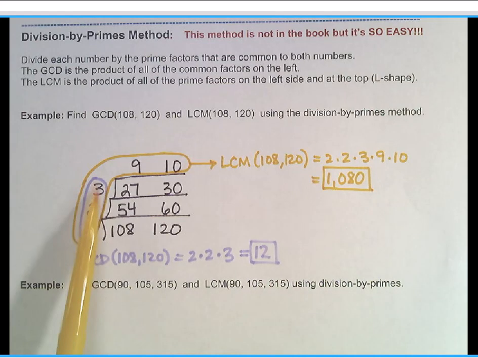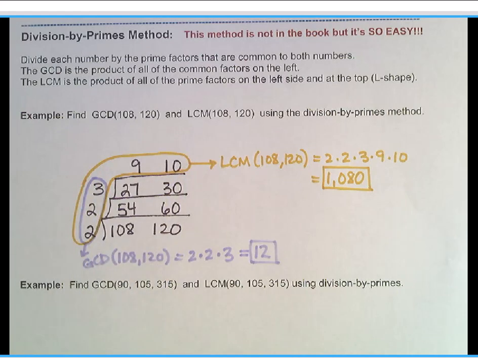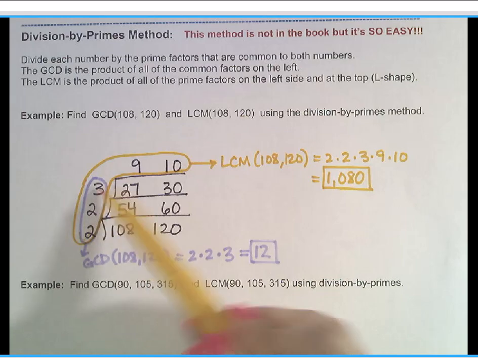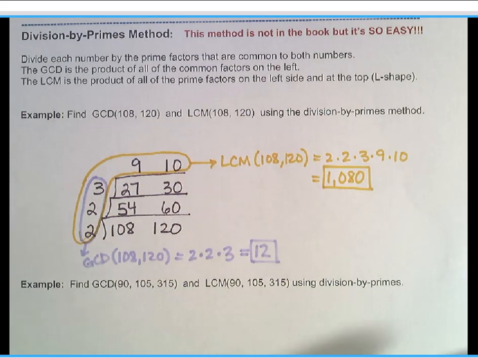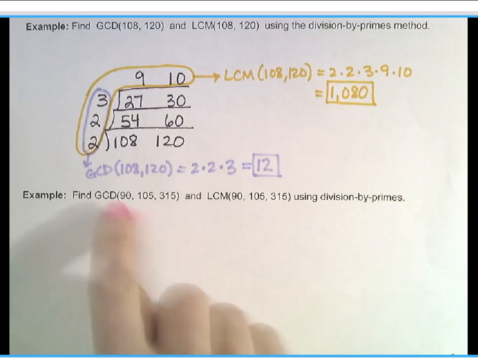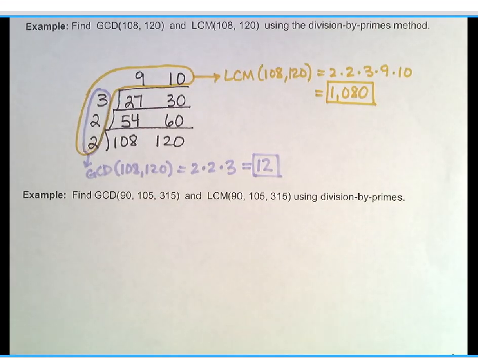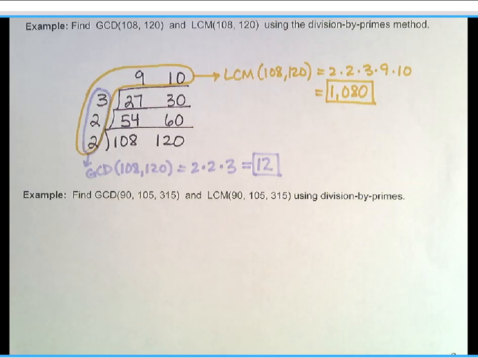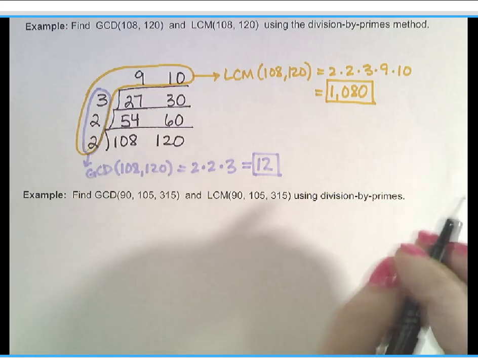So it's either the left side or it's an L shape. And it goes right along with prime factorization. It's the common factors and then leftovers at the top. Why I really like this method is because it also works very well for 3 numbers. And you can do any of these methods if you're finding GCD or LCM for 3 numbers, but this one seems to be the most efficient and it works out the nicest with the least amount of hassle.